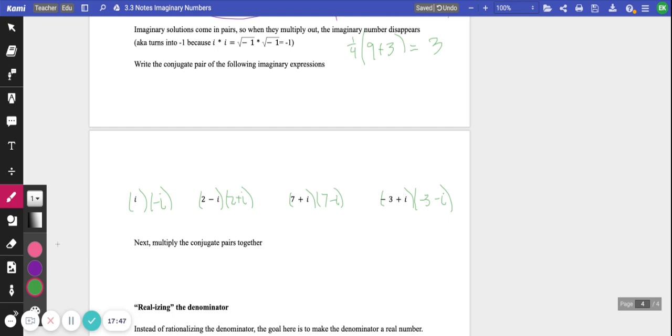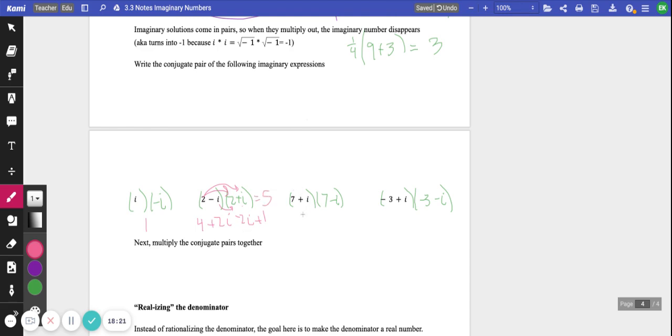So now let's multiply each of these together. So what is i times negative i? Well, we know i times i is negative 1, and then times negative 1 makes this a positive 1. Okay, so here I get 2 times 2 is 4. 2 times i is plus 2i. Negative i times 2 is minus 2i. And negative i times positive i is a positive 1. So the 2i and negative 2i cancel out, and we'll just get 4 plus 1, which is 5.